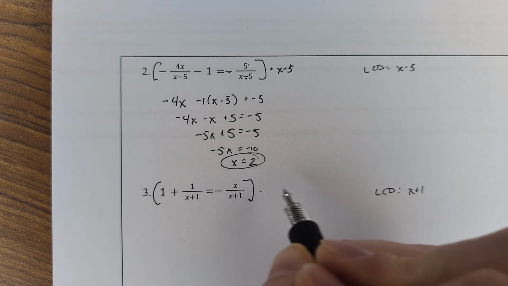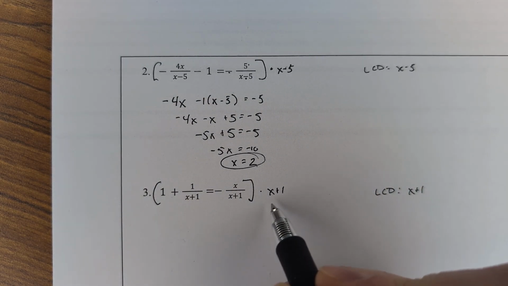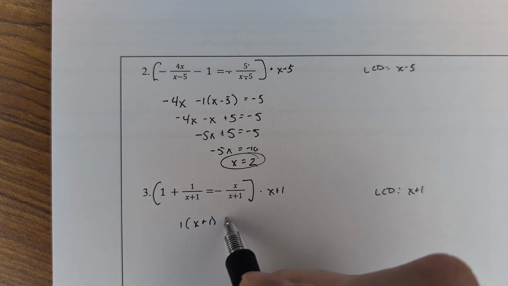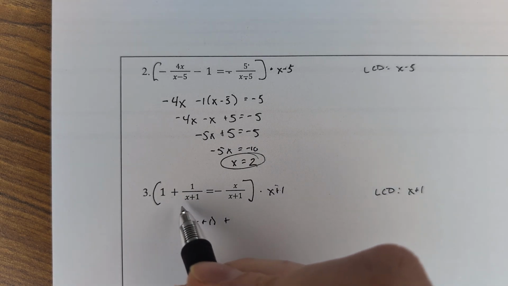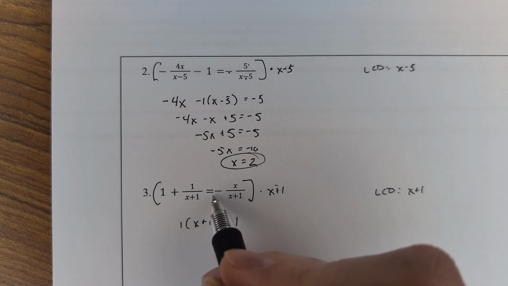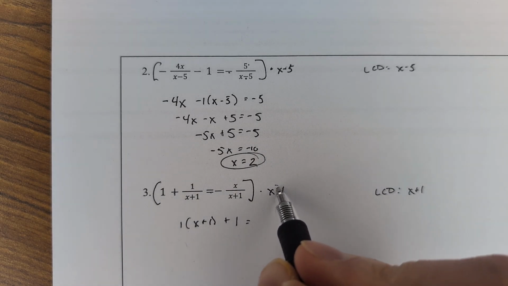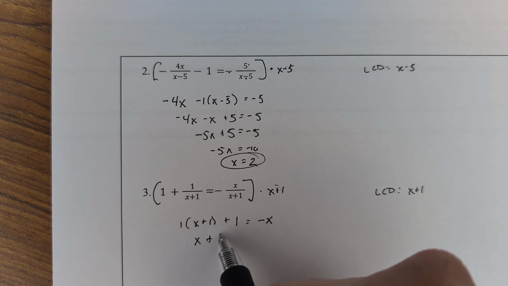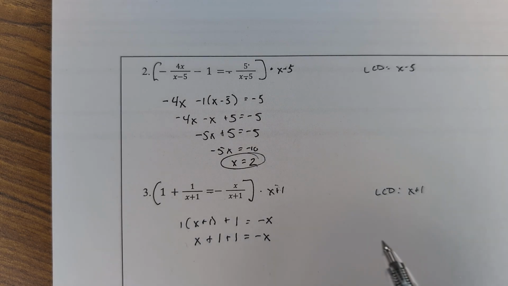So everybody gets multiplied by x plus 1. So 1 times x plus 1. For the middle, the x plus 1's cancel, leaving me the plus and the 1. On the right-hand side, the equal sign, x plus 1's cancel, leaving me the negative and the x. So x plus 1 equals -x.